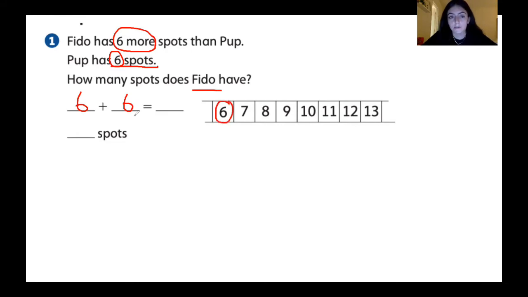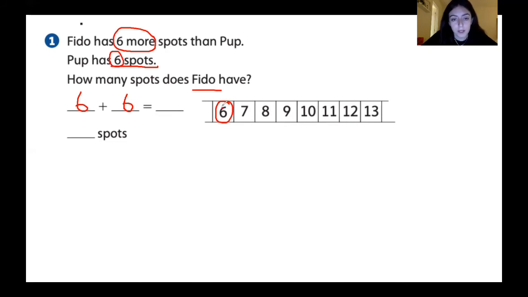We're going to circle 6 because that's the number we know that Pup has. And we're going to add 6. So we're going to jump. We're going to use this number path, and we're going to jump. If you need to pause this video to write this down on your whiteboard, and then click play again so you can follow along with me, okay? All right, let's jump 6 times. Remember to touch the numbers so you don't get confused when you're jumping and add the wrong number, okay?